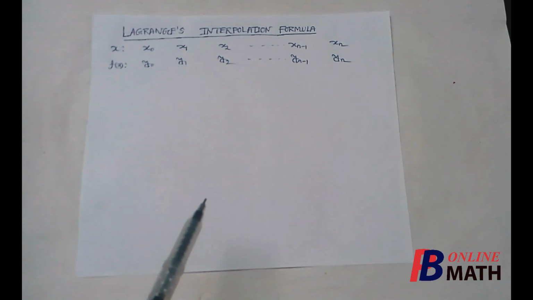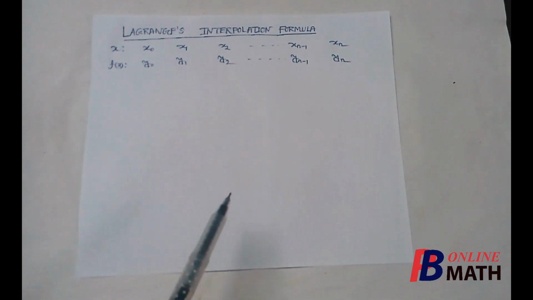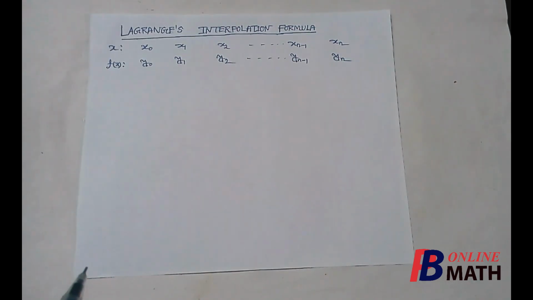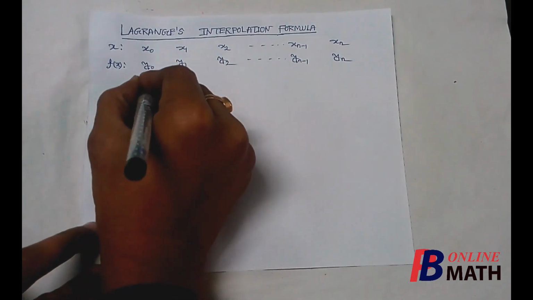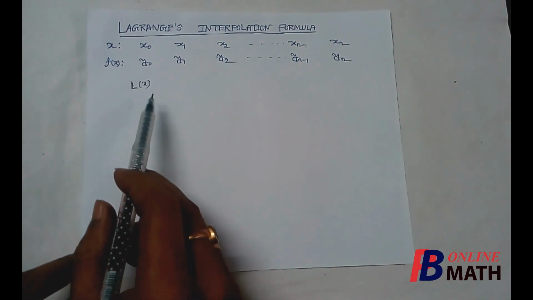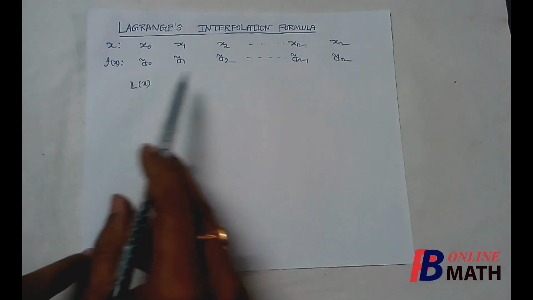So as usual for interpolation, a function y equal to f(x) is not explicitly known, but the functional values of the function at n plus 1 arguments are given. These values are y0, y1, y2 up to yn. These are called entries. Now we shall construct a polynomial. Suppose we are denoting this polynomial by L(x), which will be called Lagrange's polynomial of degree at most n, such that it satisfies all these values.